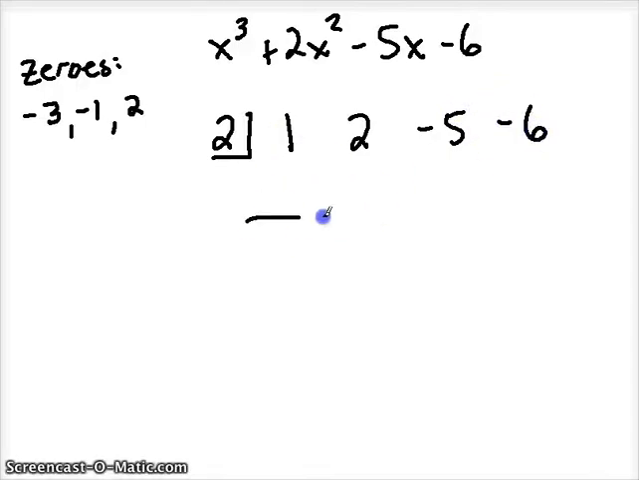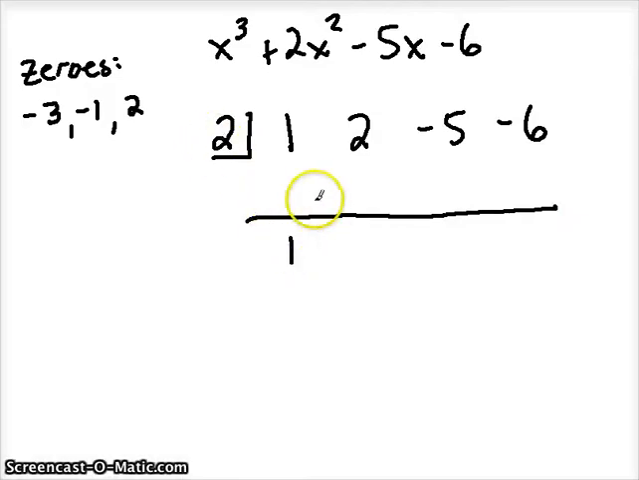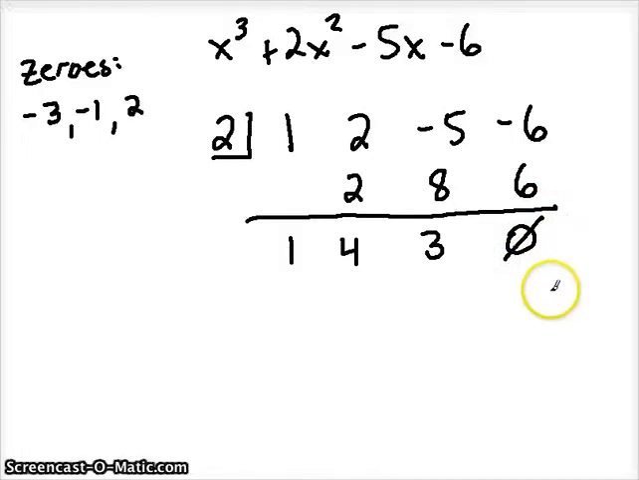I'm going to drop the first term down. I'm going to multiply 2 times 1 and write that right there, and then add my columns. So 2 times 2 is 4. Then start the process all over again. 2 times 4 is 8. Add my column here, I get 3. Multiply 2 times 3, get 6, and add it, and I should get a remainder of 0 if I am factoring correctly. Factors should not result in a remainder.